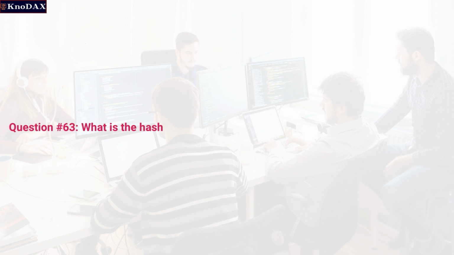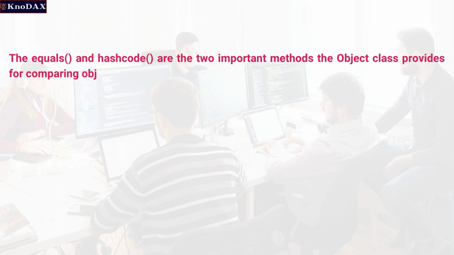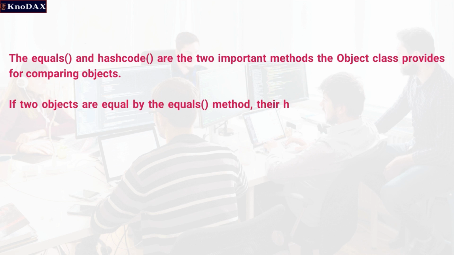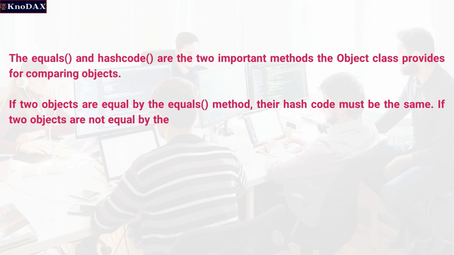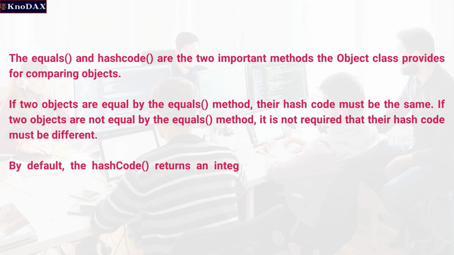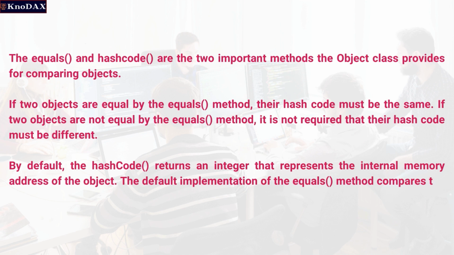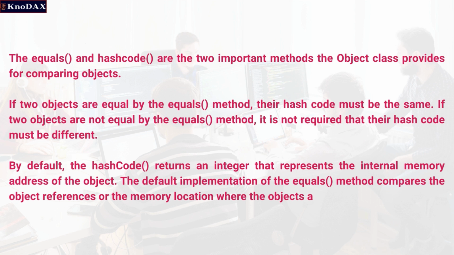What is the hashcode and equals method? The equals and hashcode are the 2 important methods the object class provides for comparing objects. If 2 objects are equal by the equals method, their hash code must be the same. If two objects are not equal by the equals method, it is not required that their hash code must be different. By default, the hash code returns an integer that represents the internal memory location of the object. The default implementation of the equals method compares the object references, or the memory location where the objects are stored in a heap. If you override the default equals method, you must override the default hashcode method as well.